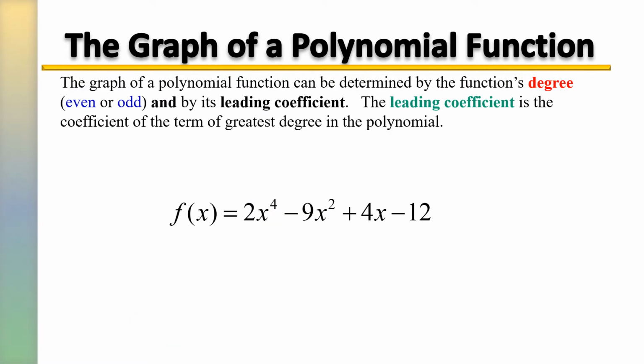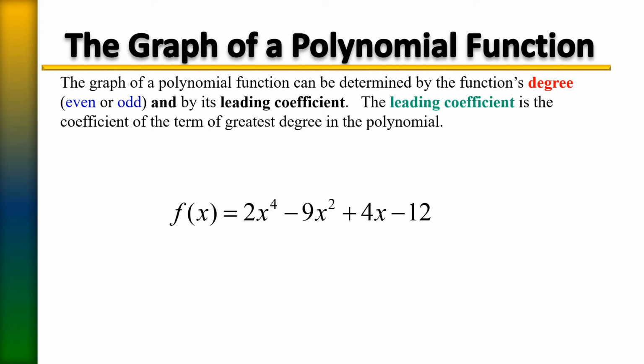Now let's talk about the graph of a polynomial function. The graph of a polynomial function can be determined by the function's degree, which can be either even or odd, and by its leading coefficient. So let's first talk about the function's degree.